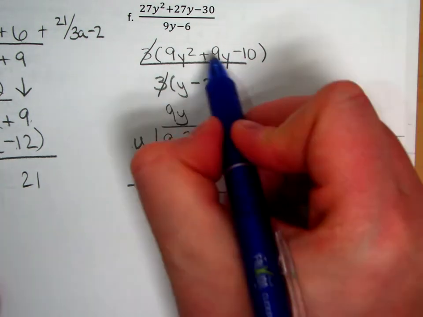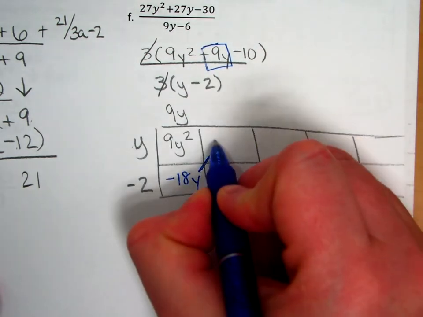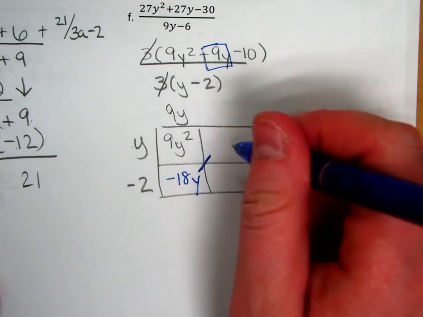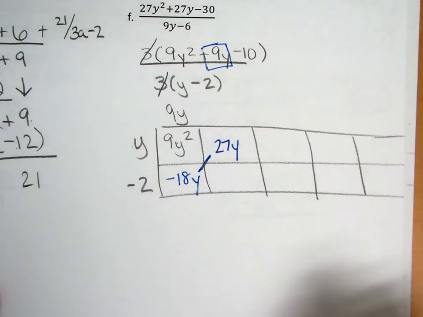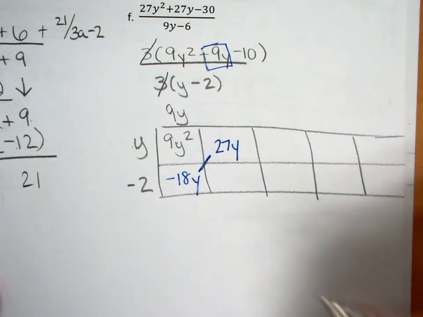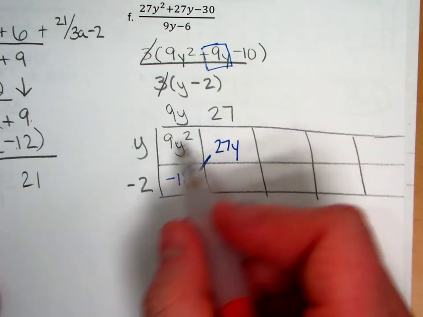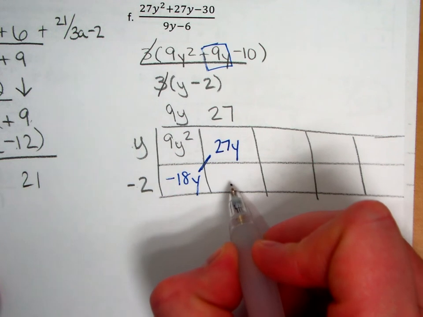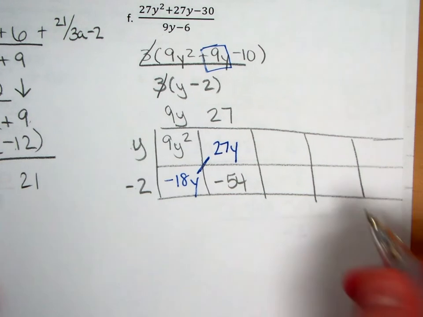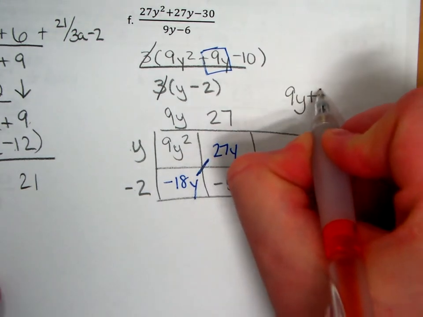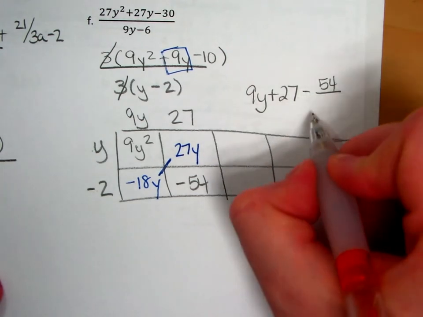So these two must add up to equal that number. That would be a 27y, because that's a positive 9. So I need a 27y here. So this would be 27. 27 times what gives me negative 2, so that's negative 54. So my answer would be 9y plus 27 minus 54 over y minus 2.